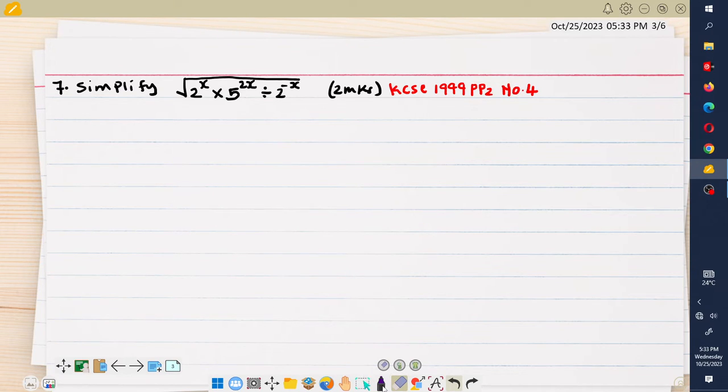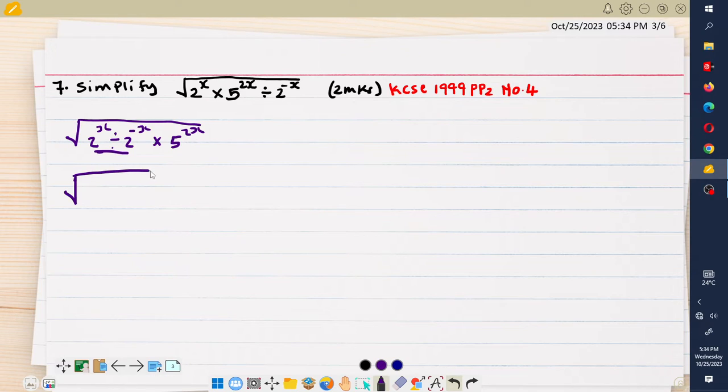I can rewrite this by combining the common factors. This is the same as saying the root of 2 to the power of x divided by 2 to the power of negative x, then of course multiplied by 5 to the power of 2x. Because these ones have the same bases, I can apply the laws of indices. Remember, if the bases are the same, whenever you divide you subtract the powers.